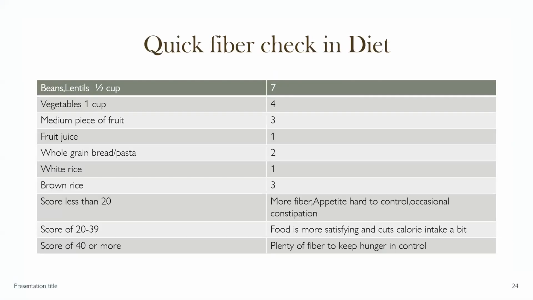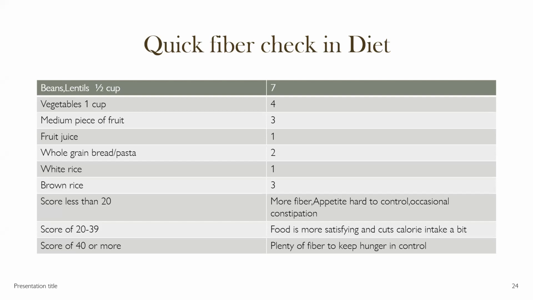Now, a quick fiber check in the diet. This book has given a very beautiful table chart where you can count how much fiber there is in your diet, and accordingly increase, decrease, or maintain the fiber. If on a regular basis you consume beans or lentils, half a cup a day, then 7 points can be given.